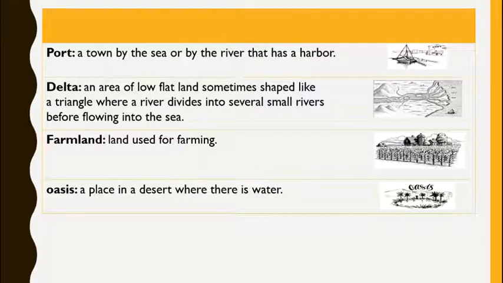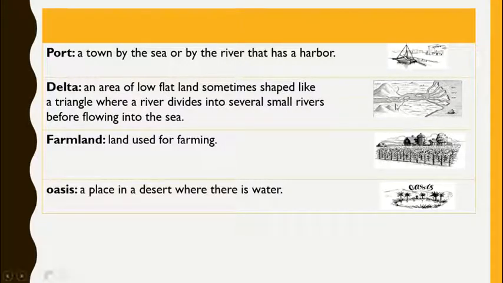Okay, next is port. Port is a town by the sea or by the river that has a harbor. So it's a place where ships can dock and stay for a few days, that comes and goes from another country. Next, you have delta. Delta is an area of low flat land, sometimes shaped like a triangle, where a river divides into several small rivers before flowing into the sea.